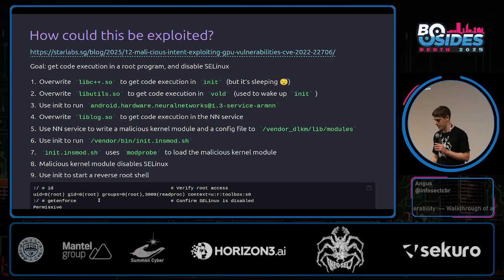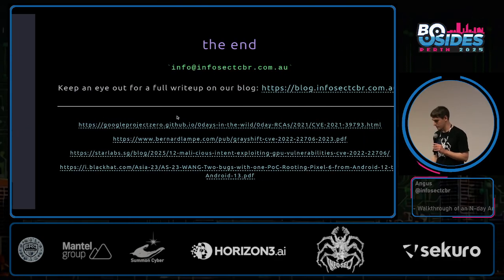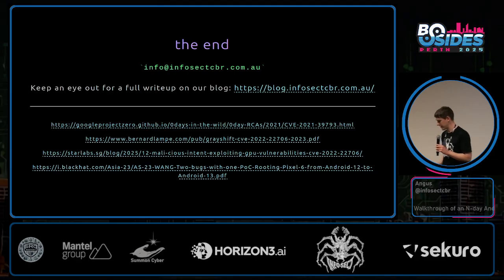So as we can see at the bottom here, they're able to run ID and they get root, and SE Linux is disabled. So this is just a very brief overview. It's complicated. Please feel free to ask me about it later. I encourage you to check out their blog posts because they've done a far better job of it than I ever could. So yeah, this is all I have to talk about today.